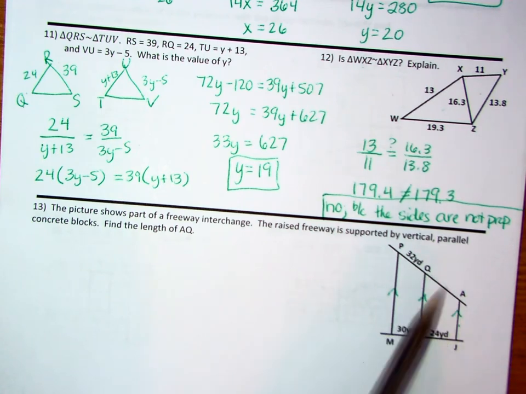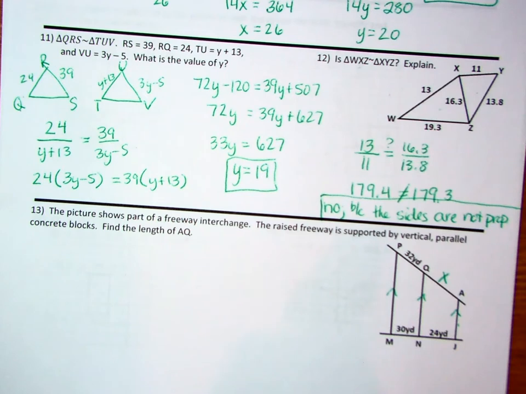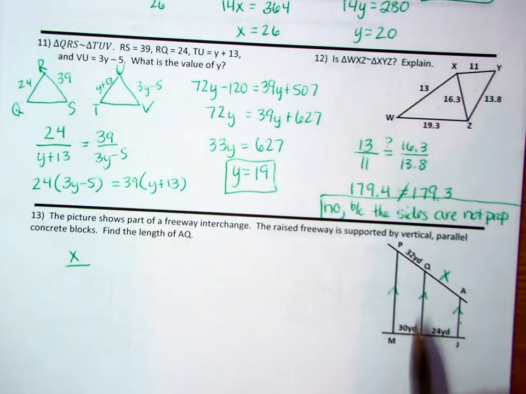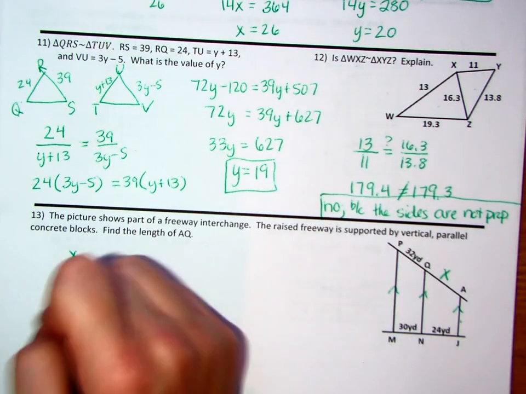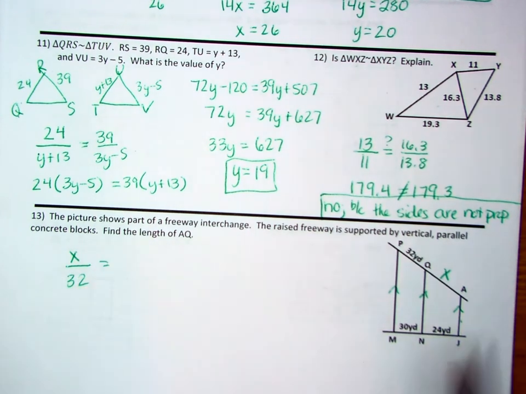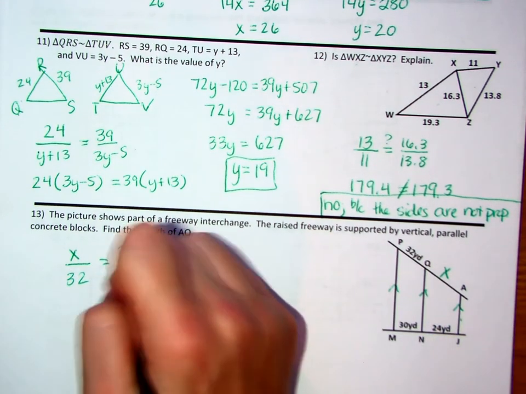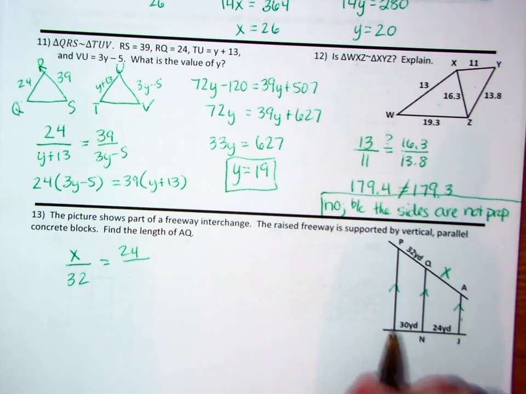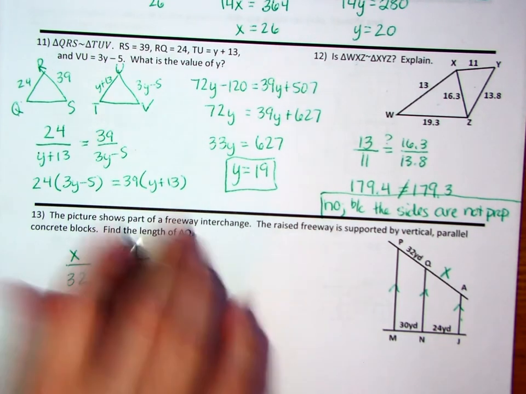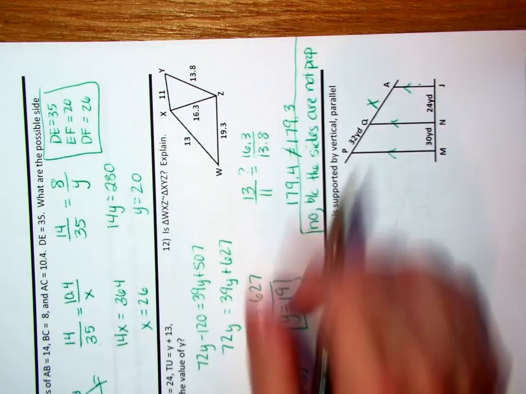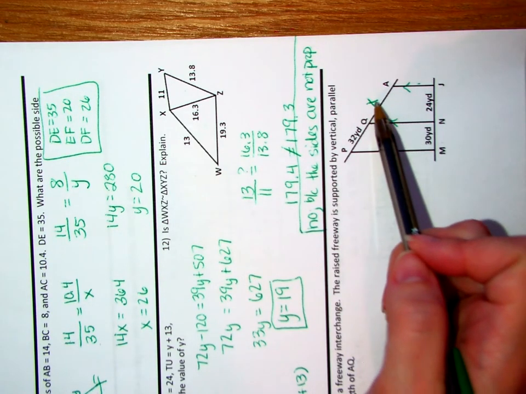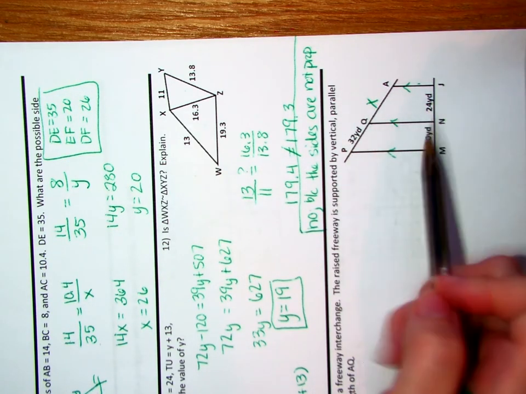We're trying to find AQ. That's going to be our x. And since these parallel lines cut our proportion here, this side, QA, or x, over this side here, 32, should equal this side here, 24, over this side, 30. And if you need to, you can turn your paper to see this. When you turn your paper, it almost looks like the fraction we just created. x over 32 equals 24 over 30.